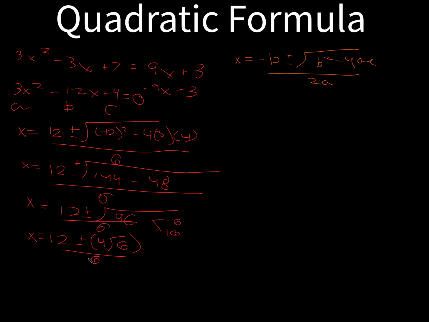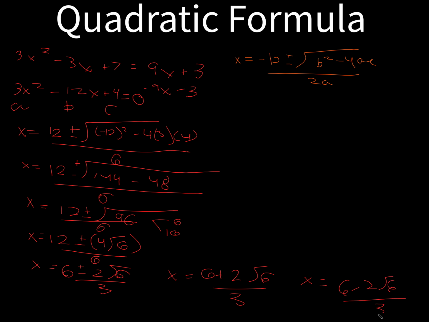So removing a 2 from the 12 will give us 6. Keeping our plus or minus, this is one term, we'll just take out a 2 from it as a whole. So that'll leave us with 2 root 6 over 3. I'm going to go ahead and break up this plus or minus once again to give us our final answer. X can equal 6 plus 2 root 6 all over 3, or x equals 6 minus 2 root 6 over 3.